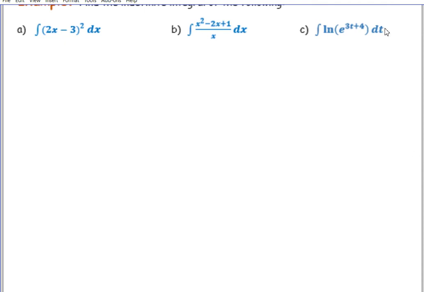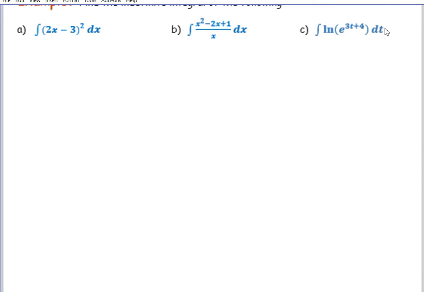So, one thing you could do is rewrite the original function first, because something like this looks a bit awkward. If you ask to differentiate, you know that the integral of 1 over x is ln x, but you're not sure what the integral of ln x is at this point, and you've got e to the power of 3t plus 4.